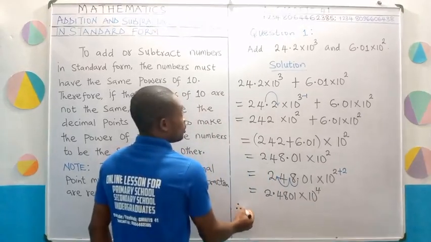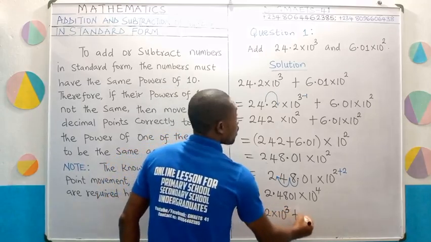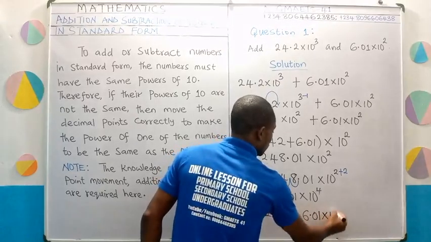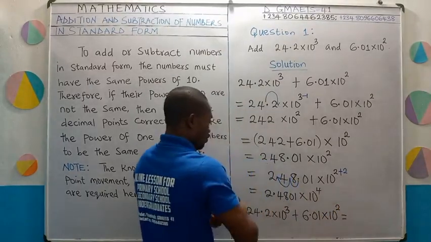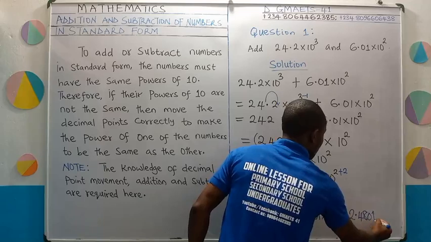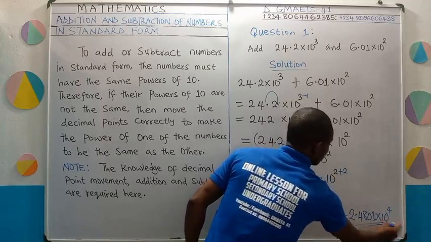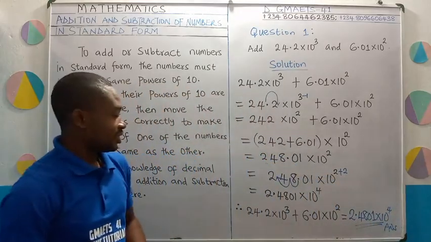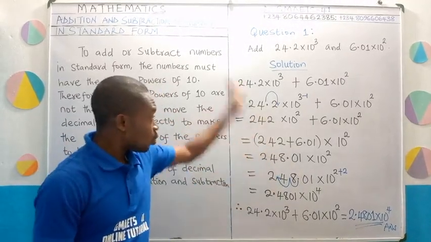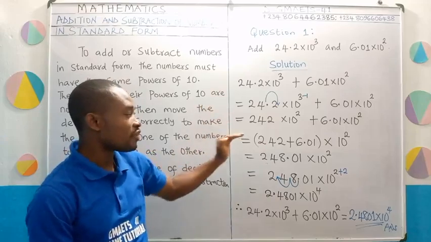Let me conclude. 24.2 times 10 raised to power 3 plus 6.01 times 10 raised to power 2. My answer is going to give me 2.4801 times 10 raised to power 4. That's very good. I advise you to replay this video. Watch this very first question. I took my time to show you everything you need to know.